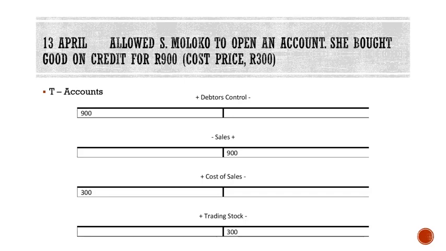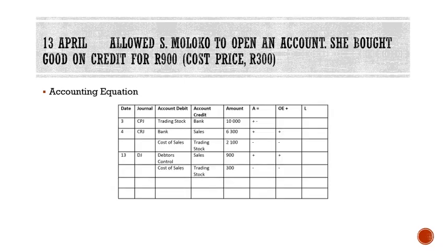Also remember, sales is an income, and income will have a positive influence on owner's equity. Cost of sales is an expense, and expenses will have a negative influence on owner's equity. Remember this for the accounting equation on the next slide. Right, same transaction. Let's have a look at the accounting equation.